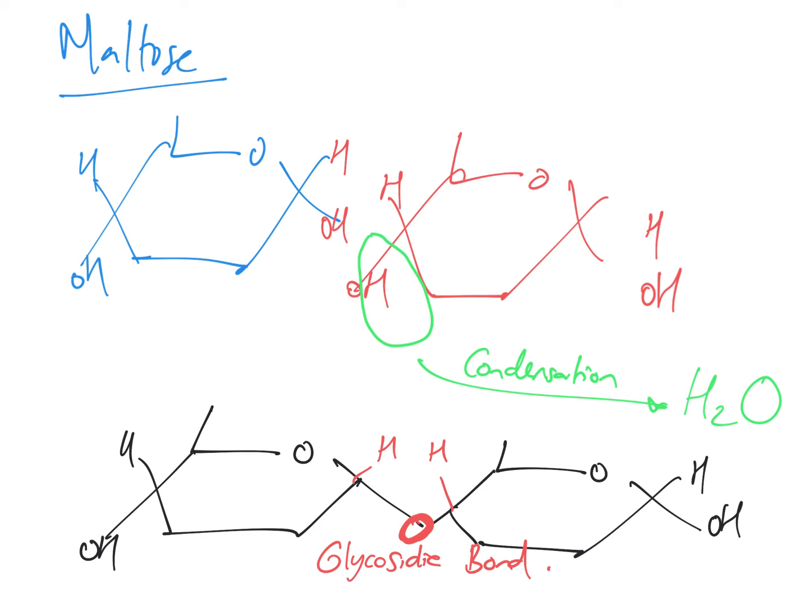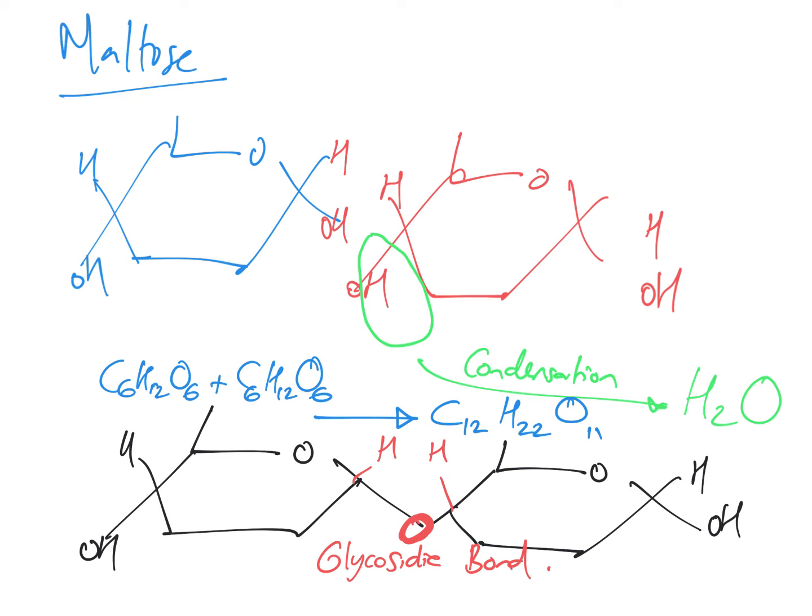So if we think again about that chemical formula, I've done C6H12O6 plus C6H12O6 goes to C12H22O11 plus H2O. So the chemical formula of maltose is C12H22O11 because we've removed the H2O in the condensation reaction.